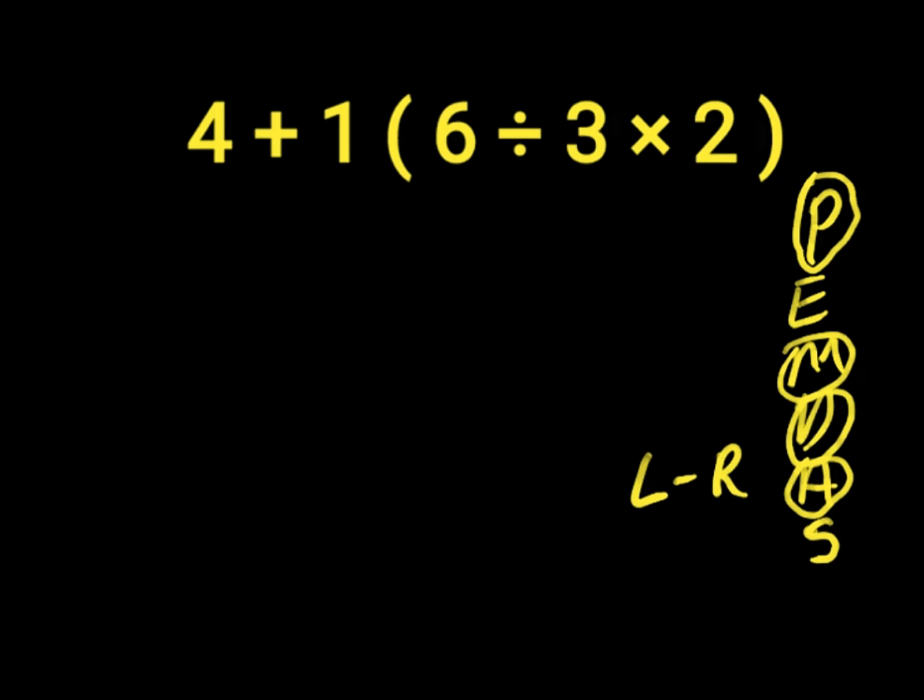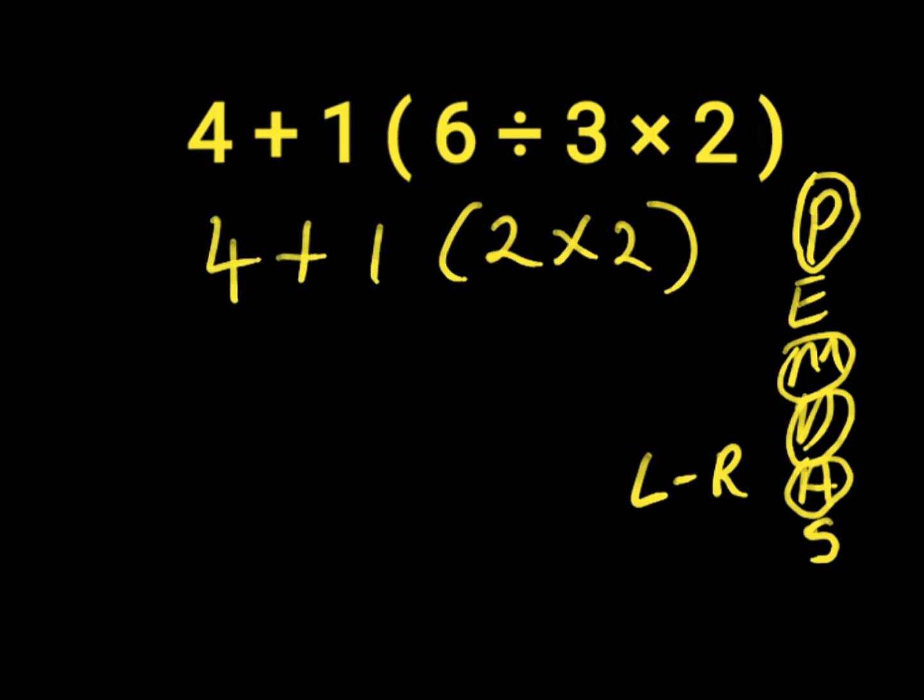First of all, we solve our parentheses. Our parentheses is 6 divided by 3 times 2. So 6 divided by 3 will give us 2. Then we multiply by 2. Then we bring the rest down. Then 2 times 2 will give us 4. Then we bring the rest down, which is 4 plus 1 times 4.